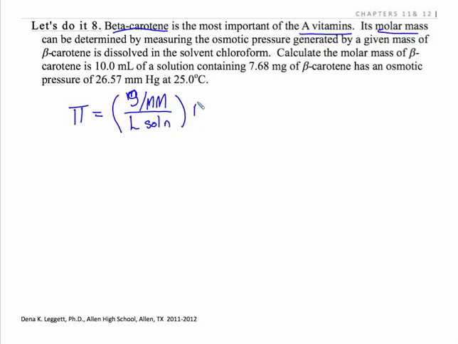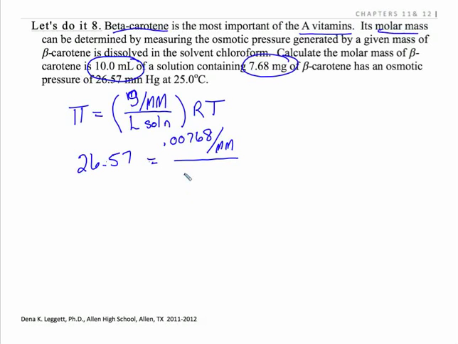Moles are mass over molar mass, divided by liters of solution, times R times T, and yes, you better embrace Kelvin on this one. So I have 26.57, it's millimeters of mercury. Those are in milligrams, so I'm going to convert those to grams, over my molar mass, which is my unknown, 10 milliliters of solution, I'm going to convert that to liters of solution.